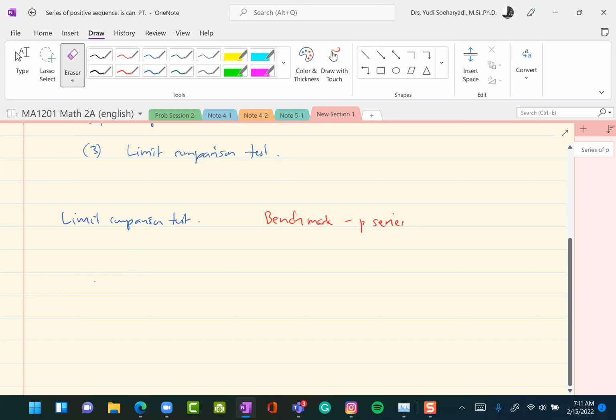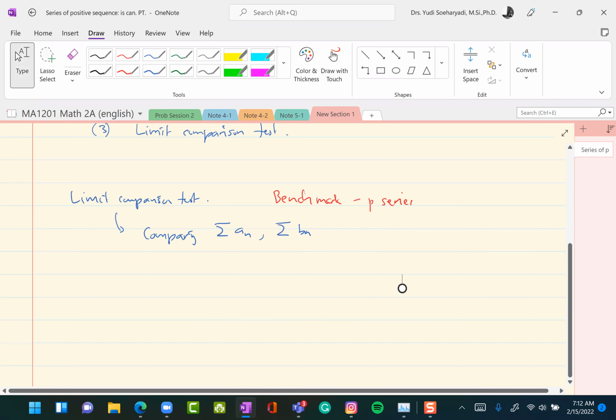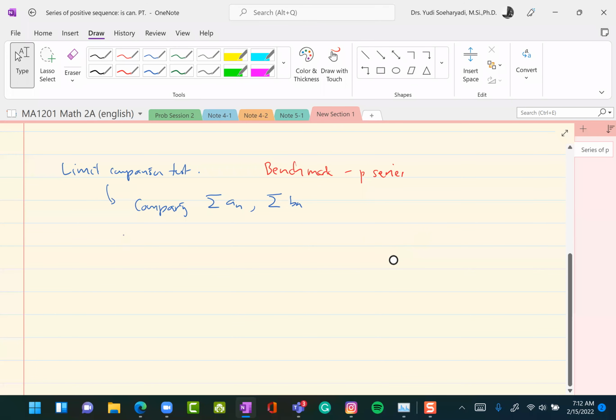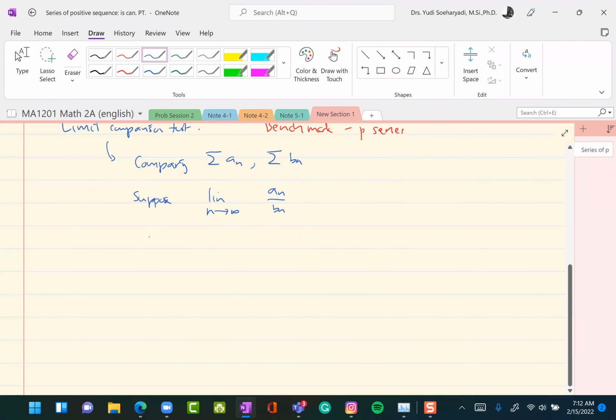Limit comparison is this one here. So you're comparing two series, a_n and b_n, whatever. What you compute is this limit, a_n over b_n. Suppose this is L.